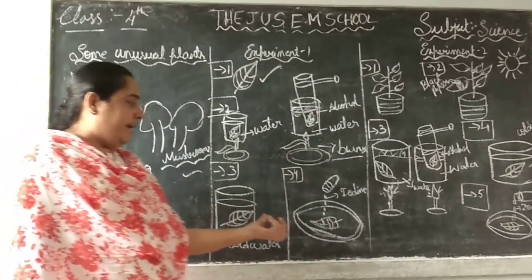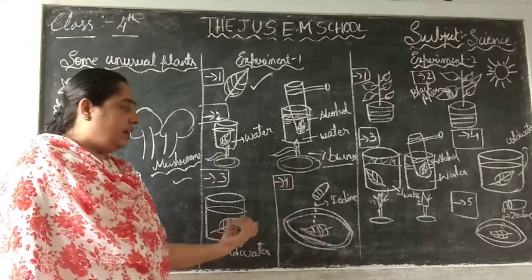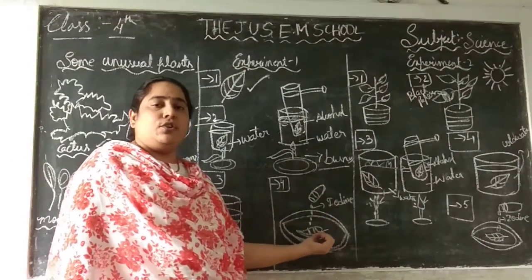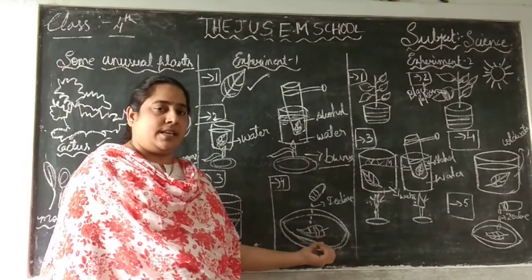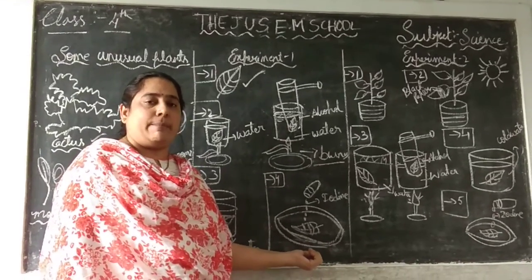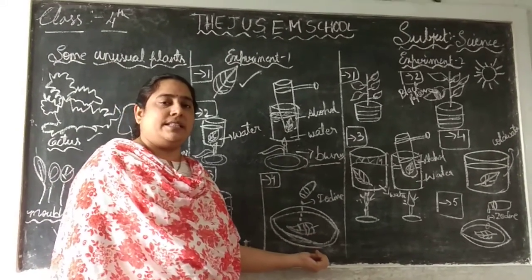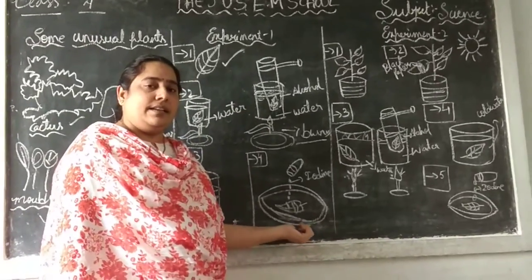After some time, take the leaf and put a few drops of iodine solution on it. What can we see? The leaf turns blue-black in color. Why? Because starch is present in the leaf. This shows us that starch is present in the leaf.